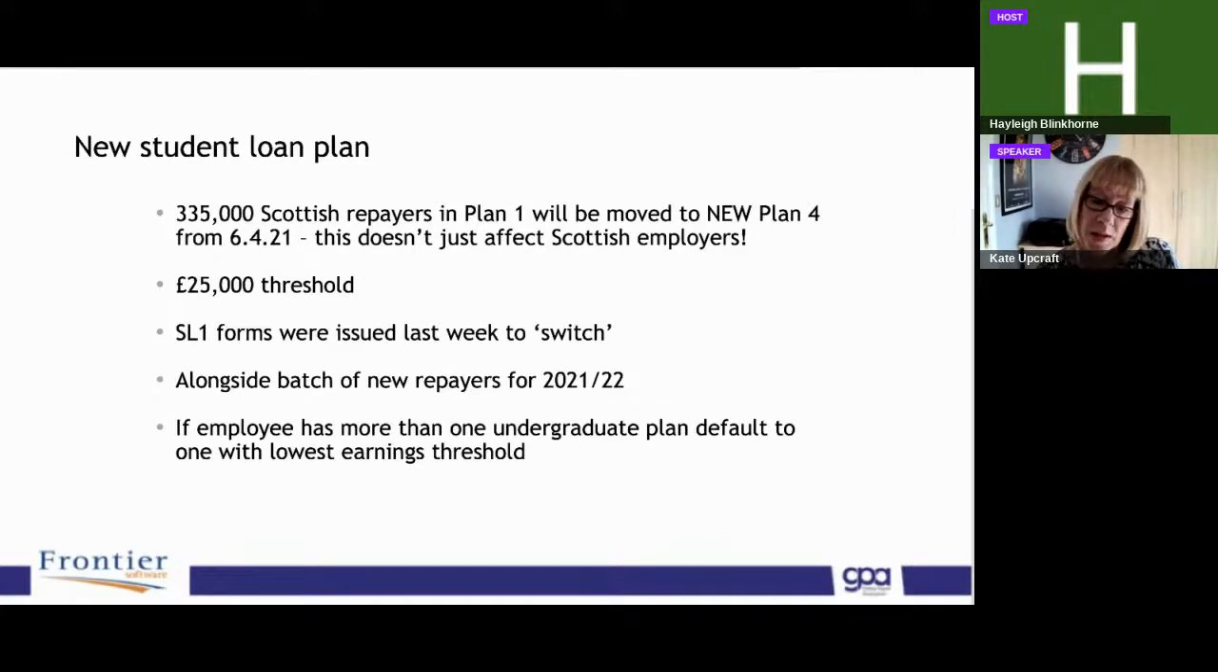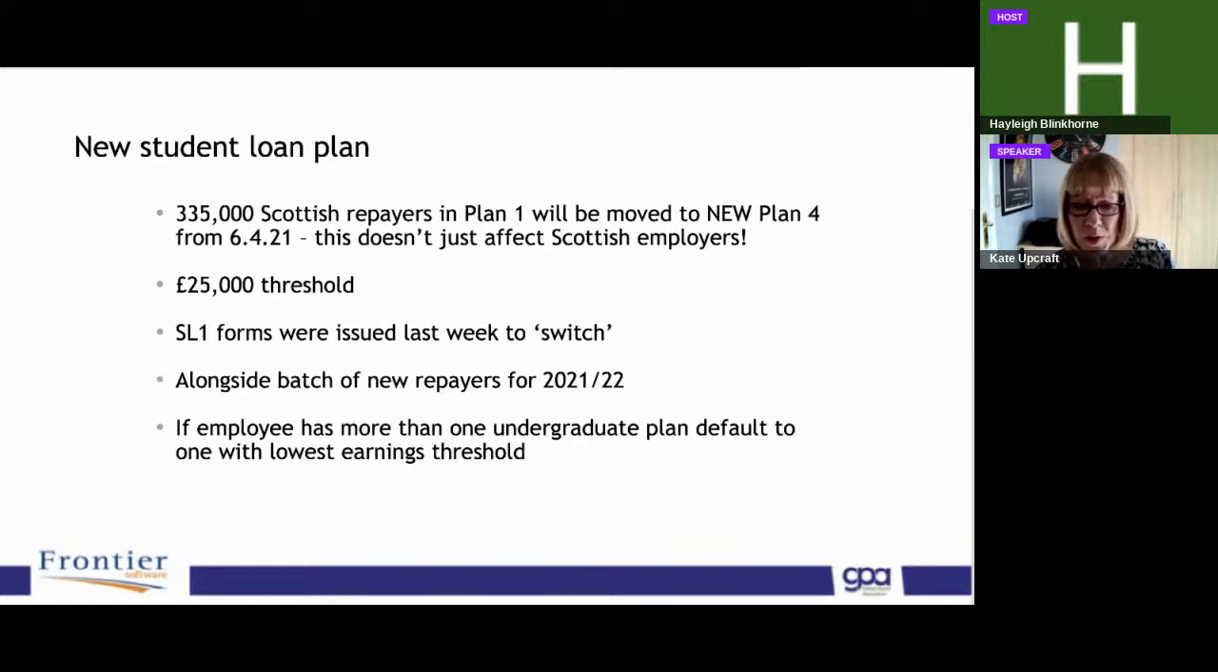At the same time last week as the switching from 1s to 4s that was affected by SL1 forms, there were also another 500,000 SL1 forms that were issued, which are the new people who are coming into repayment at the start of this tax year. That's a standard number of people that relates to the people who graduated last summer or who dropped out of courses who come into repayment at the start of the next tax year.